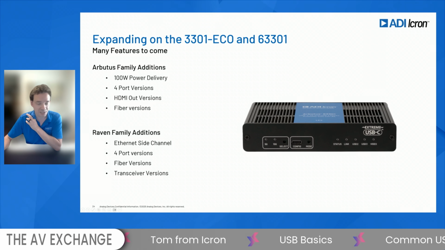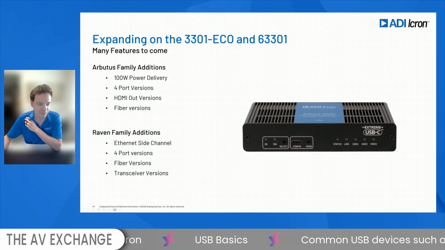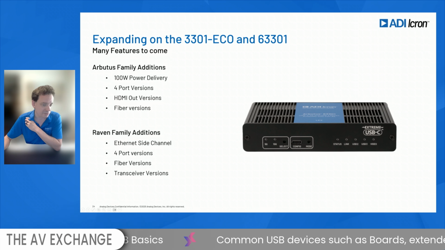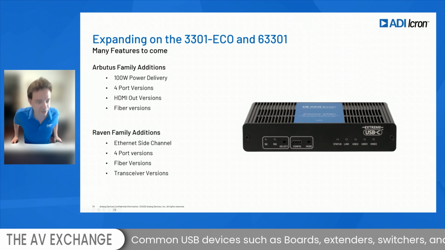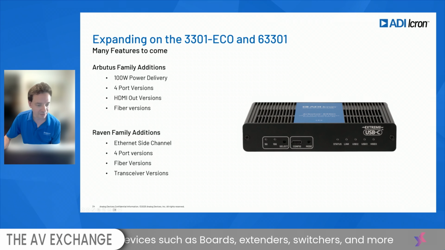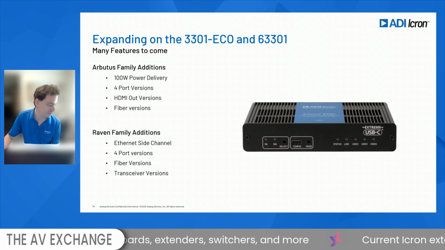For the people who really need that immunity or need to go really far, we have fiber versions that'll go 300 meters, right? Same thing with the Raven, right? We'll add that Ethernet side channel into some other Raven side products for that extra control and Ethernet functionality. We'll add 4 ports, fiber versions, and then we'll also do versions that can be a Lex or a Rex, depending on what you want. You buy one and just configure them, right?